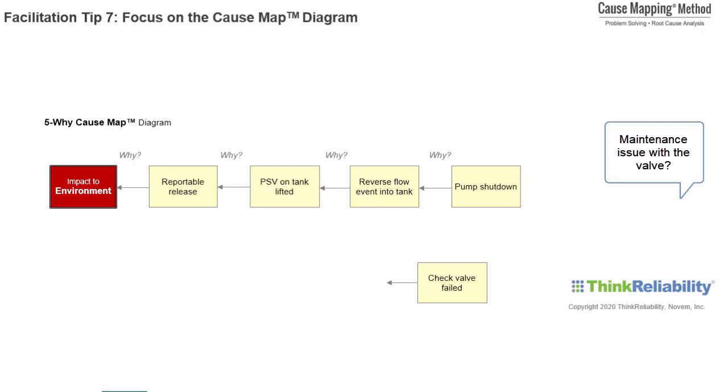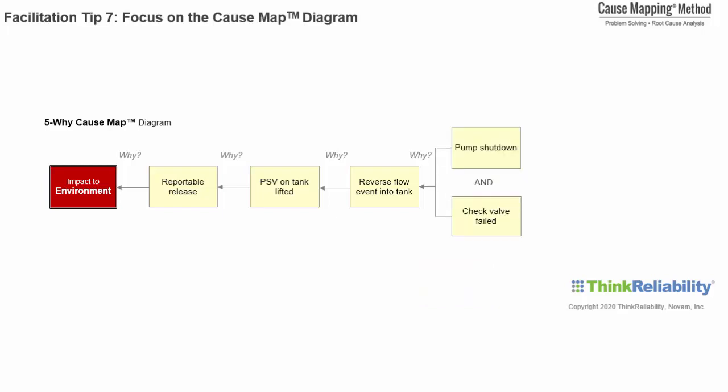Then when someone mentions, well, was there a maintenance issue with the valve? I ask them, what did you mean by a maintenance issue with the valve? They said, well, I think the check valve failed. Okay, got it. Check valve failed. Now, where would that go in the map? And again, I have the team describe to me how the check valve failing contributed to this event. And then they say, well, when the pump shut down, it created a pressure situation in the tank and the outlet of the tank, where the outlet of the tank became the path of least resistance. So product naturally began to flow backwards. And then the check valve failing allowed the content to physically continue to move into the tank.